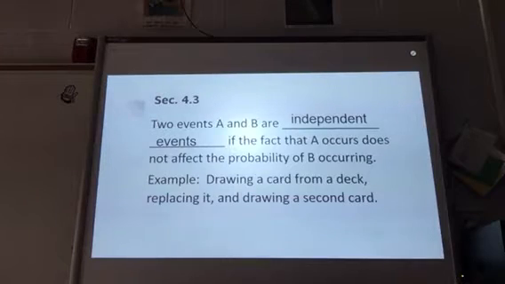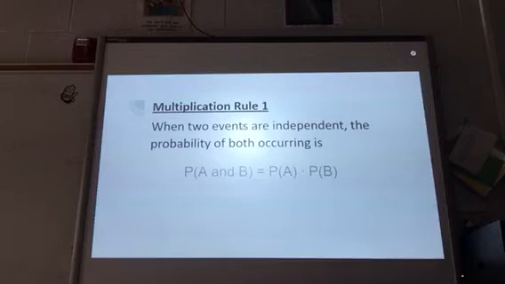Alright, y'all, let's go to section 4.3, which talks about independent events and conditional probability. Two events, A and B, are independent if the fact that A occurs does not affect the probability of B. So an example would be drawing a card from a deck, putting it back, and drawing a second. When two events are independent, the probability of both occurring is the probability of A and B. You notice "and" means to multiply.